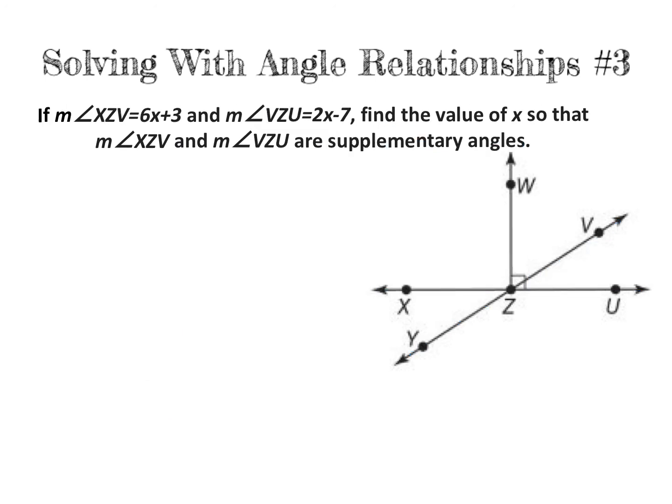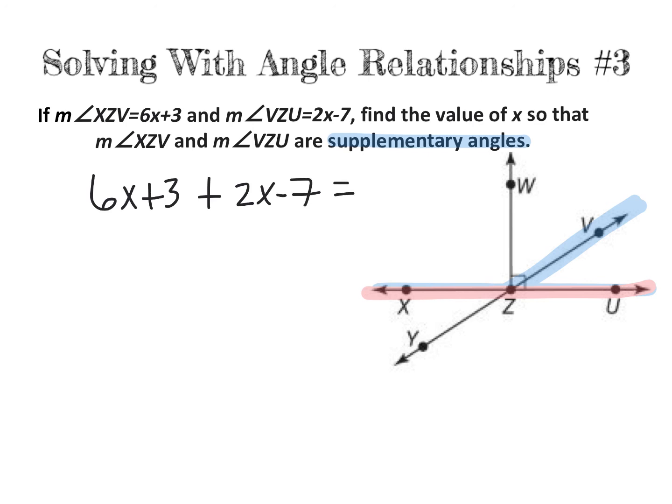On this last example, go ahead, feel free to pause it, give it a try. But here we have the vocabulary word of interest is that they're supplementary angles. So we have two angles, XZV and VZU. Together, notice how they form a line. They're supplementary, they add up to 180. So that's how I set up my problem. If I know they're supplementary, I can add them up and set them equal to 180 degrees. That's the relationship. They're supplementary to each other.